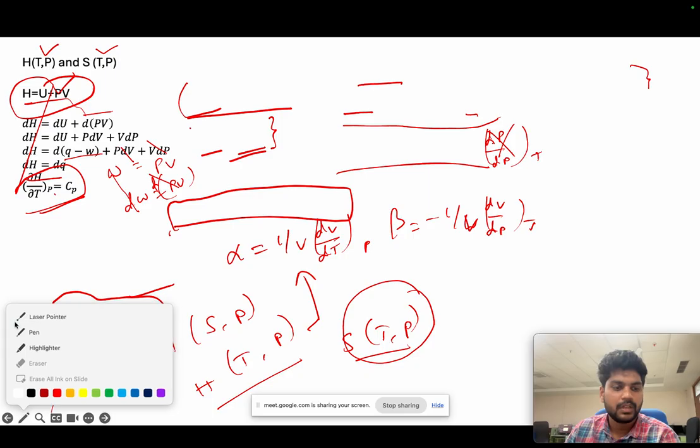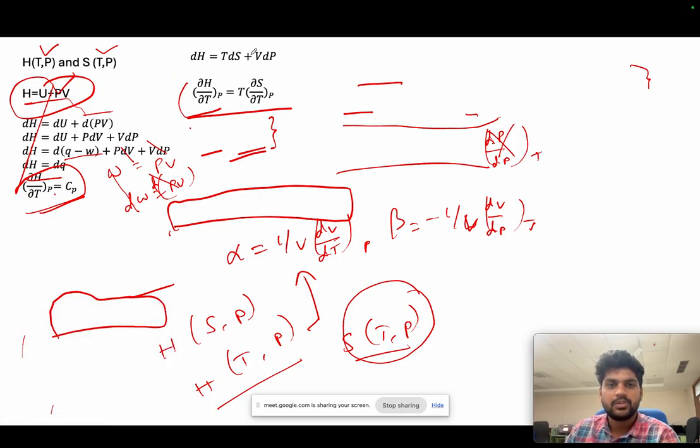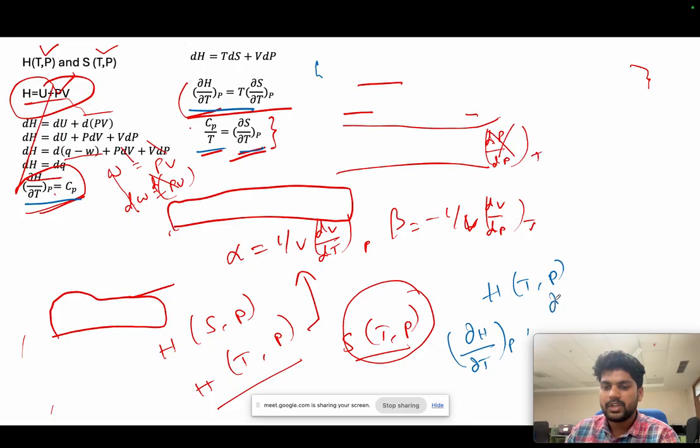And then once you have this formula, we also know that dh equal to tds plus vdp. So I applied the reciprocation formula here, and I got dh by dt, and here you can use this one and you will get ds by dt with respect to cp by t. So we know that h is a function of temperature, which means you need to get dh by dt at constant pressure, and dh by dp at constant temperature. And if I talk about s of t comma p, you need to get ds by dt at constant pressure and ds by dp at constant temperature.